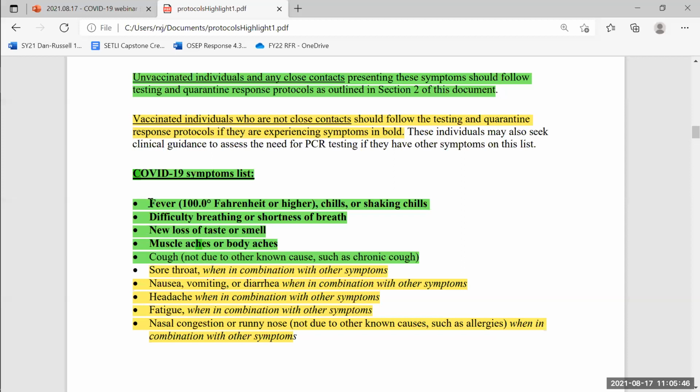So if you will, the primary COVID symptoms, or the standalone COVID symptoms, are these first ones that are bolded: fever, difficulty breathing, new loss of taste or smell, muscle aches, body aches. And then I included cough as well, because it is a primary COVID symptom, but it's important to note that there can be other causes of a cough. Some individuals have a chronic cough, and so it's not always the indicator that these others are, but it is a key indicator.